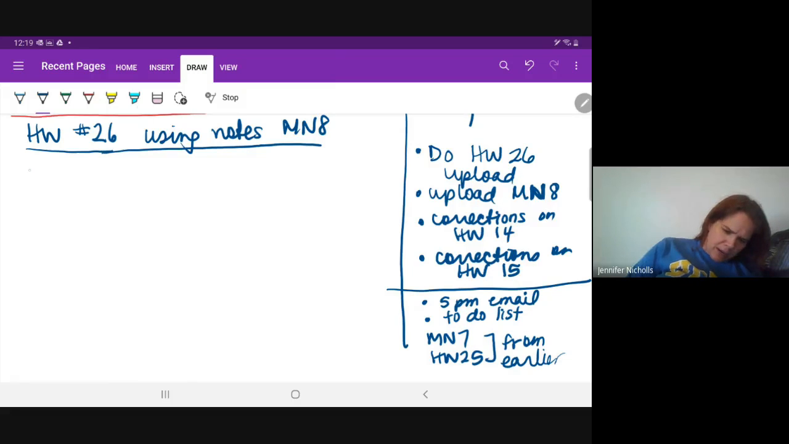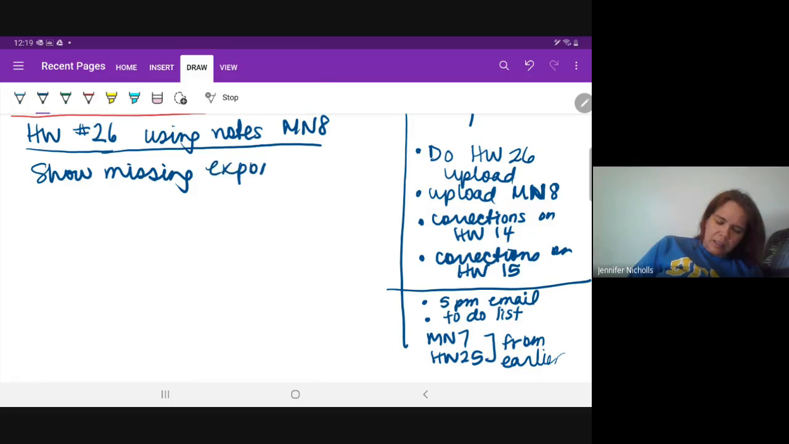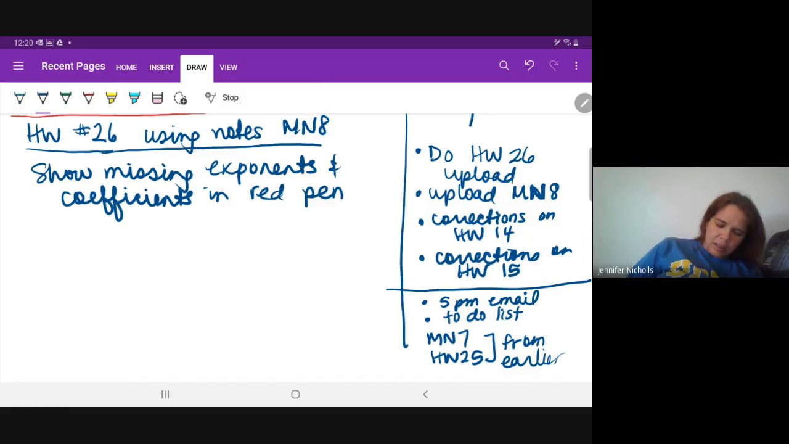Oh, and then I wanted to write: show missing exponents and coefficients in red pen or the color you're writing with.